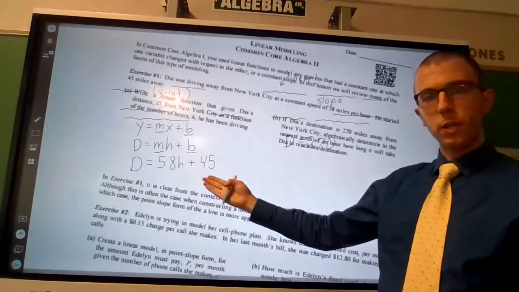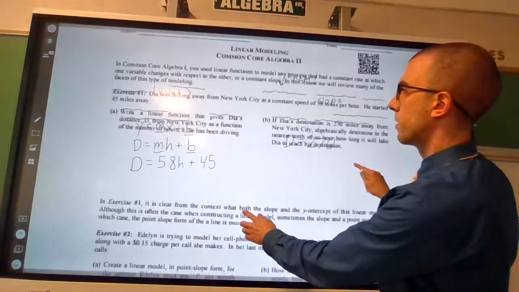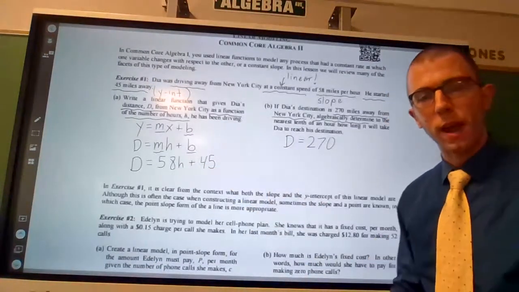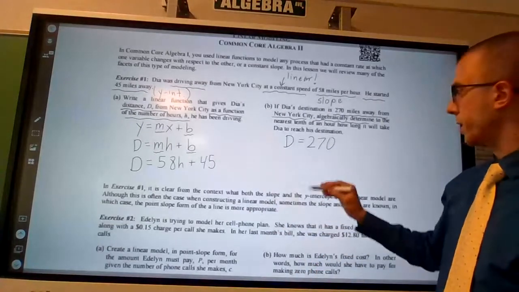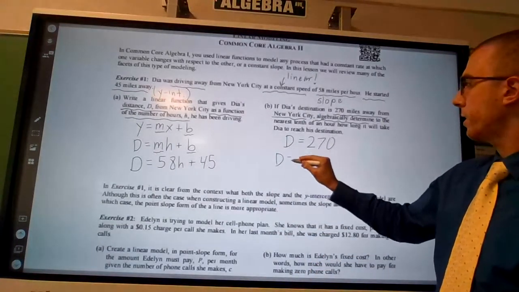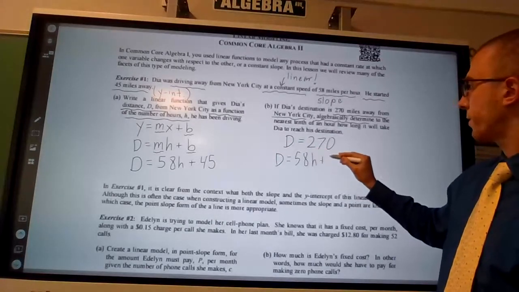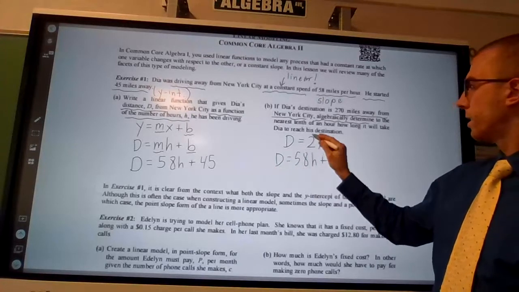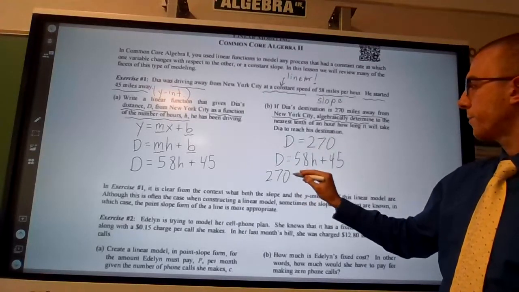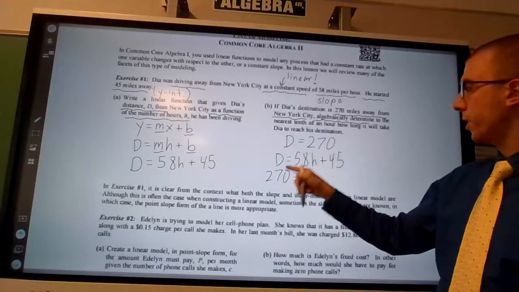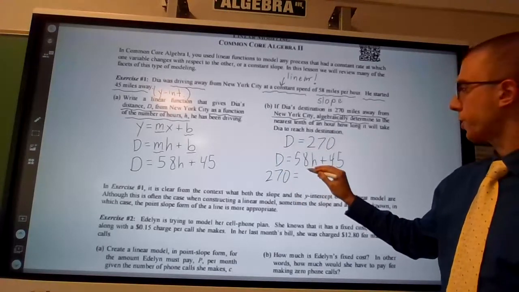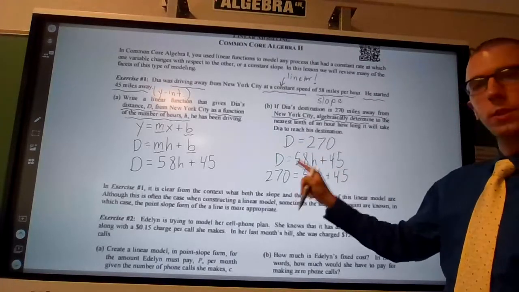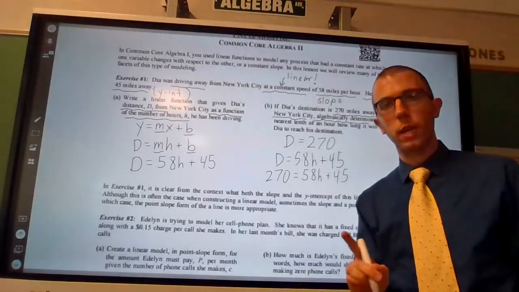So we came up with this function here, guys. It makes sense that we are now going to use it. We're going to apply this function. So I'm just going to rewrite it here. D equals 58H plus 45. But I know that I want D to equal 270. So that takes the place of D. So we have our function value. We need to find our H. How many hours does it take Daya to be 270 miles from New York City?